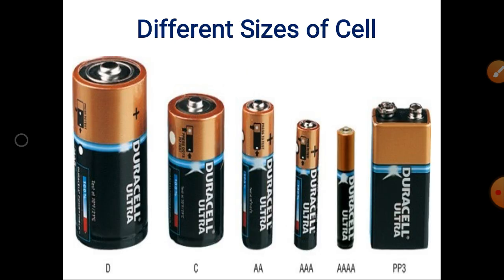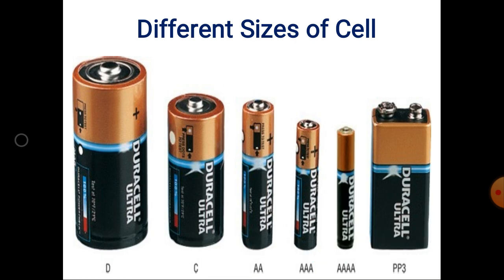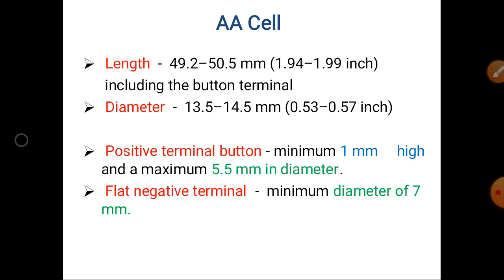And next, these are all the different sizes of cell. See, the first one is the D type cell, and C, AA, triple A, and finally 4A and PP3. These are all the different sizes of batteries available. The D, C, AA, triple A, 4A, PP3 all have different dimensions, that is, different length and diameter, so they are called AA, triple A, like that.